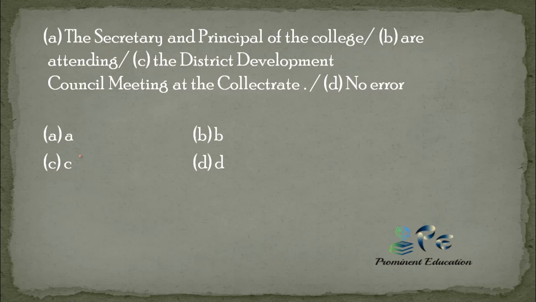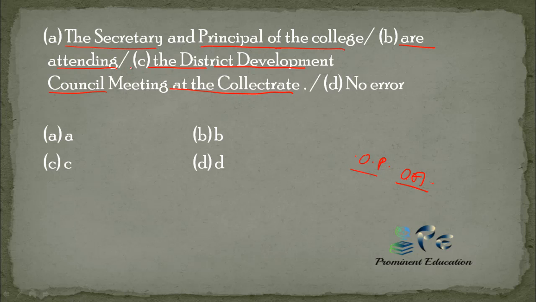Now moving on to the next question. The secretary and the principal of this college are attending the district development council meeting at collectorate. Now I want to tell you the most important rule. The rule is with article. The most important rule is one person always gets only and only one article. It means one person, one article is your rule.